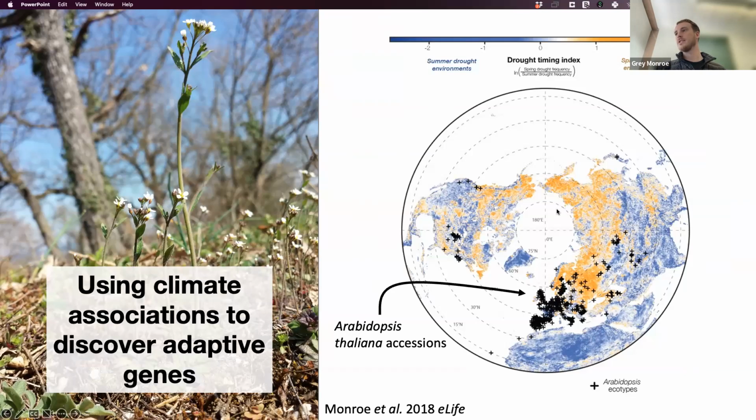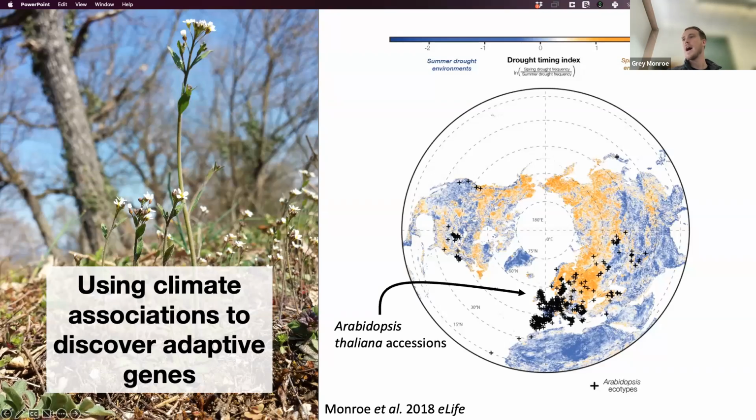So here's a map of its distribution. Every one of these little crosshairs on this map is the location where someone went out and actually collected seed from a plant. That seed was grown in a lab, the DNA was extracted, and the whole genome was sequenced. So we know all of the base pairs of the DNA of every one of these individuals. There are about 1,100 different accessions collected across this climate gradient.